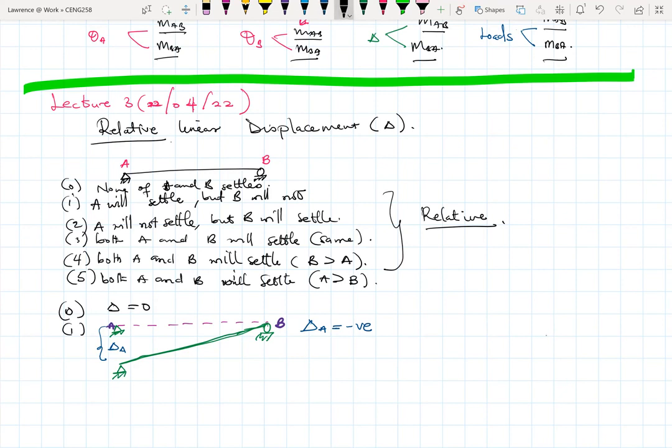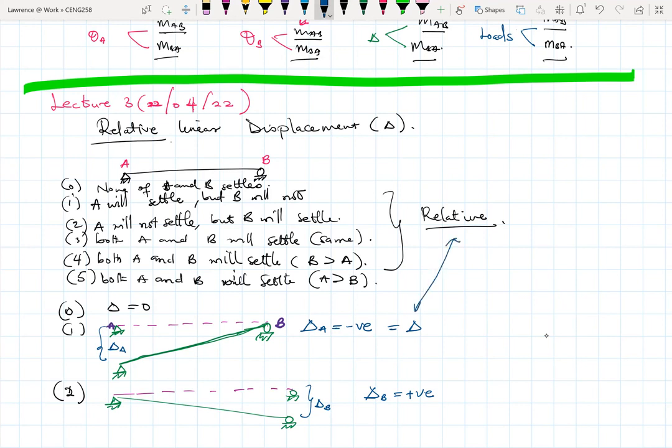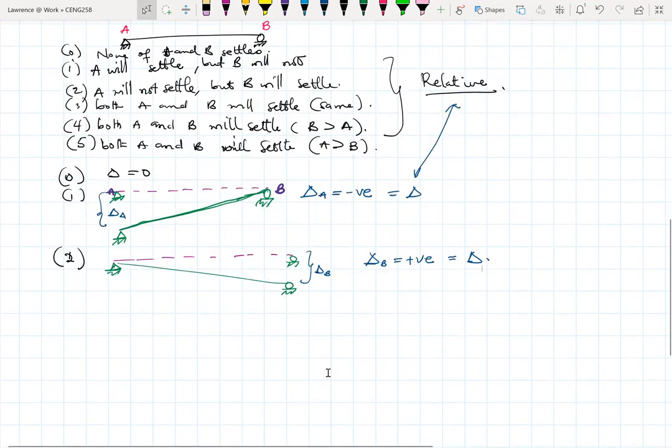Now let's look at the second case, or case 2. With case 2, A doesn't settle, but B will. So something very similar to what you have over here. And then this comes down like that. Okay. So again, your support at B has moved, but the support at A has not moved. So this deflection right here, delta B, will be a positive displacement. So this delta is actually the relative displacement. So this is also equal to delta. Okay. Now let's look at the case 3.